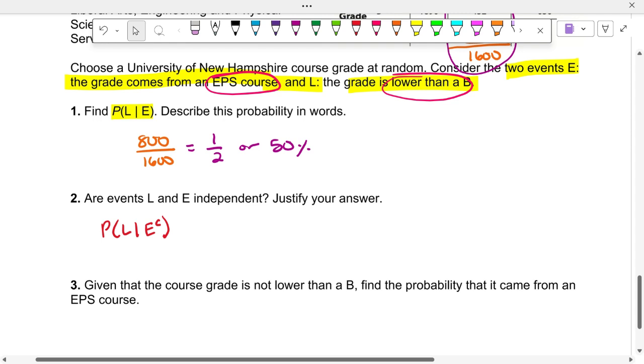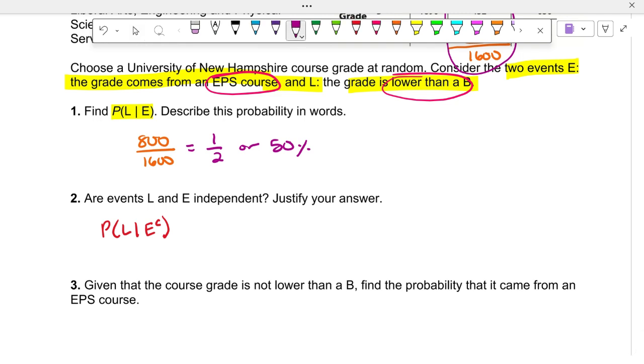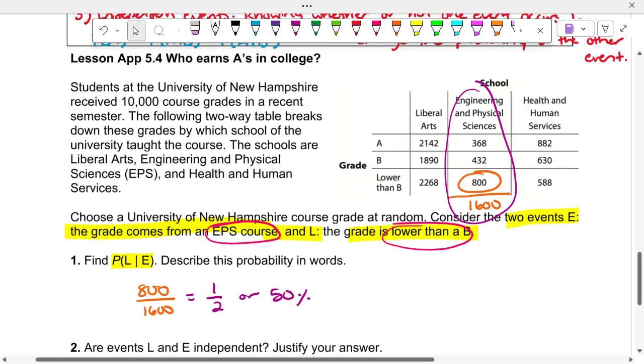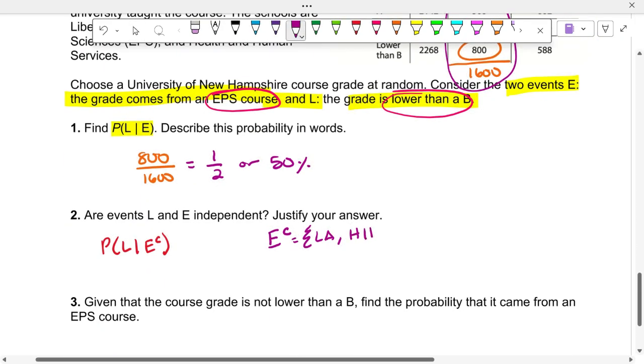All right, come back together. So walking around, just hearing some of y'all's answers are all over the place. All right, so let's talk about it. So first off, E complement. What two classes are in the set of E complement? So we're talking about the liberal arts classes and the human health services classes. That is engineering complement. All right, it's basically those two classes.